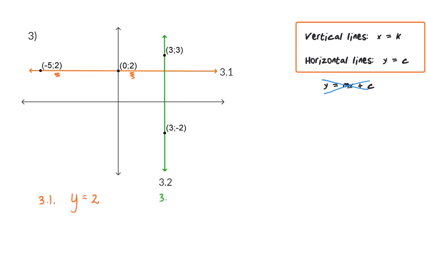Line 3.2 is similar. Here we now have a vertical line, and we need to find what the x value is that stays constant throughout. So the equation of line 3.2 is then x is always 3.